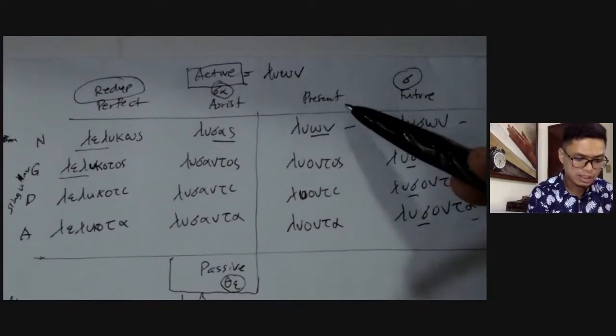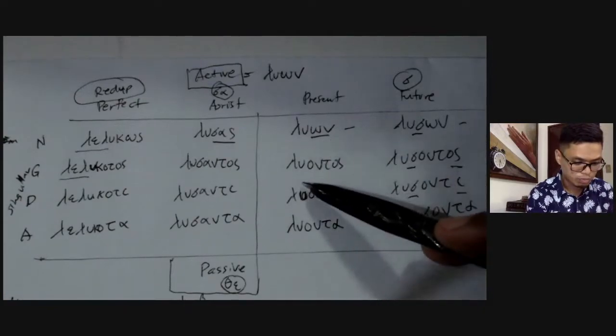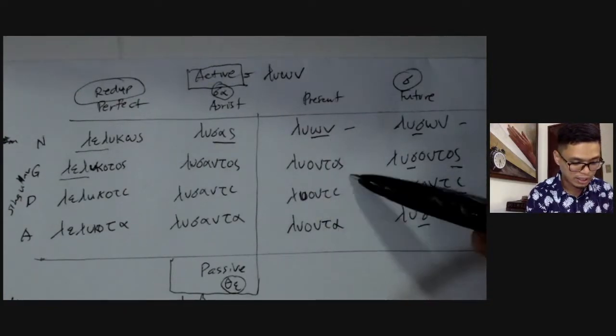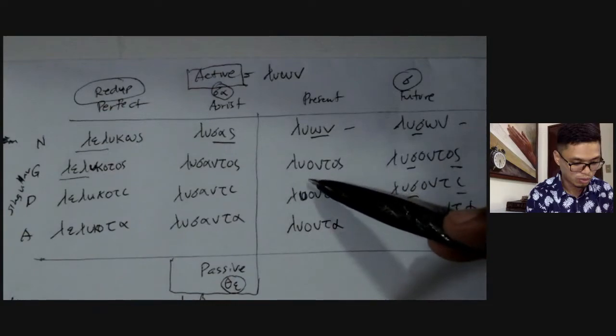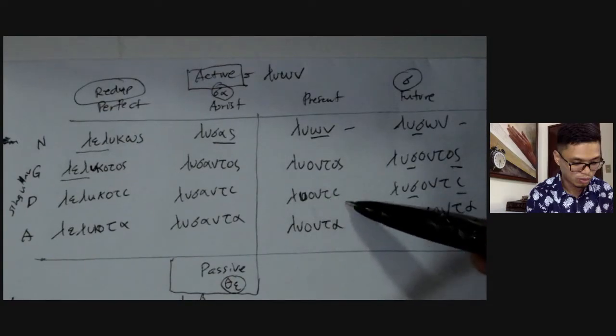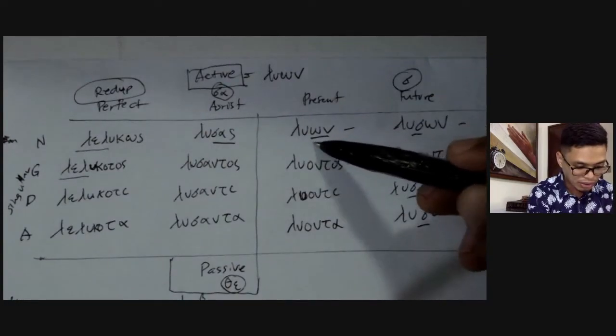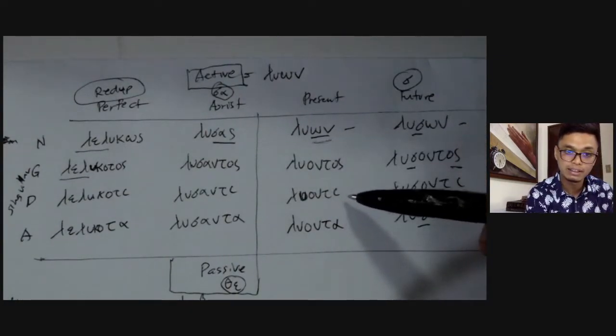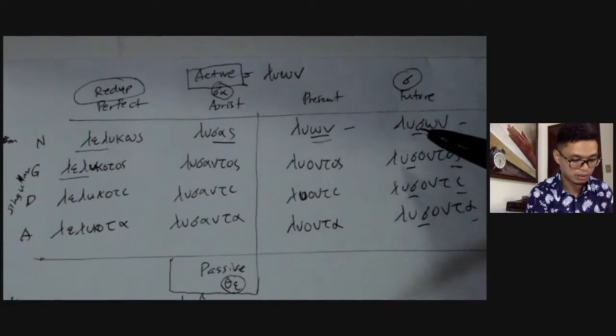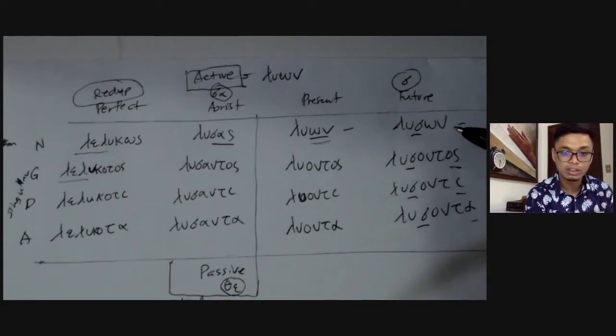Now, for the present, you already know. You just put on plus the endings. So you have luon, luontos, luonti, luonta. Remember, this is an exception. Okay, that is for the present participles. How about the future?